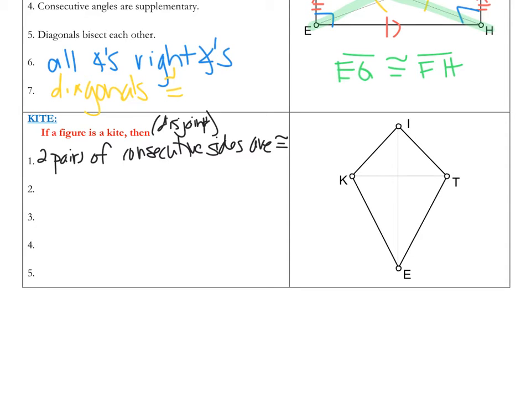So if we mark this on our diagram, that means that KI is congruent to IT and KE is congruent to TE. Okay. The diagonals are perpendicular. So that is something special about a kite.